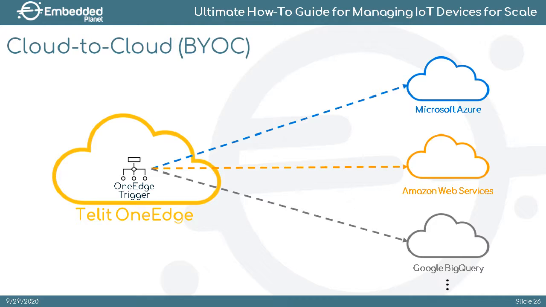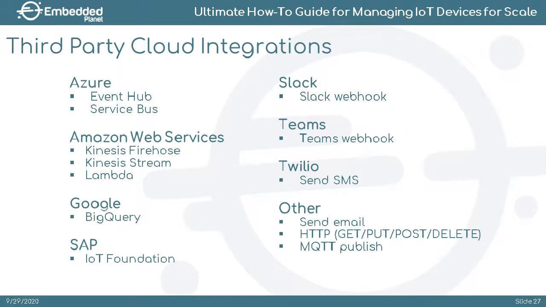So once the data gets into OneEdge, you have many choices of where you'd like it to go. You could push your data into Azure or Amazon Web Services, Google BigQuery. There's a whole slew of options here, as you can see. SAP, Slack, Teams, Twilio, send emails. You can even do straight up webhooks, REST API webhooks, MQTT. There's a lot of flexibility here because once the data is in OneEdge, you can forward it to wherever you need it to be, and securely too.